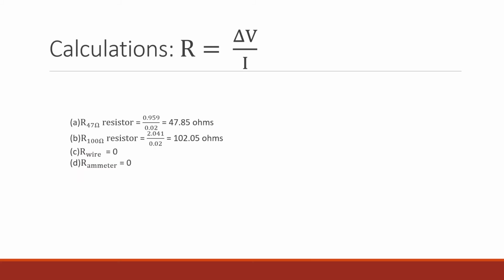Using Ohm's law and the measurements in part 5 and part 6, I could calculate the resistance of each of the following circuit elements by dividing delta V by I. Resistance of the 47 ohm resistor equals 47.85 ohms. Resistance of the 100 ohm resistor equals 102.05 ohms. Resistance of the wire and ammeter equals 0.